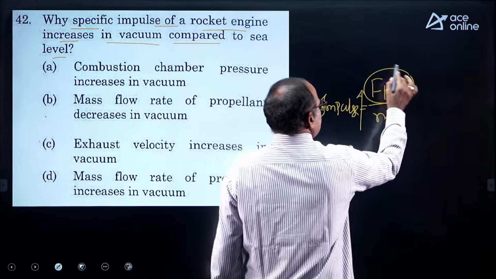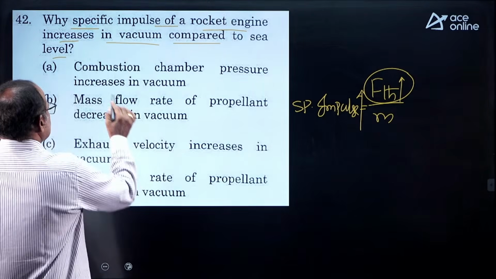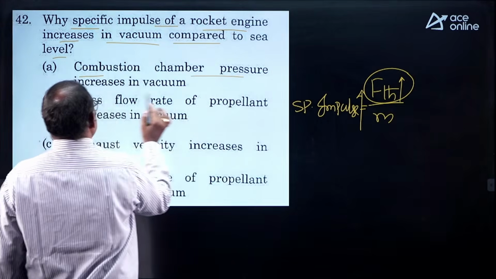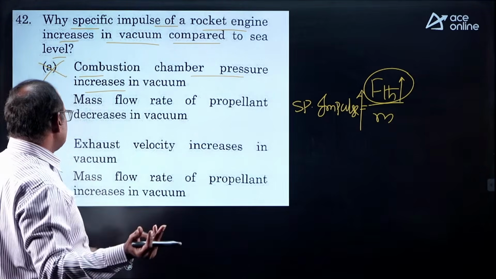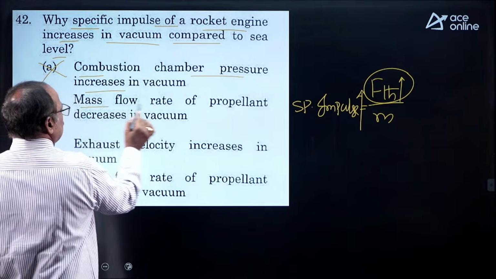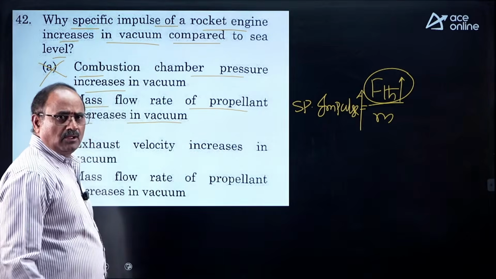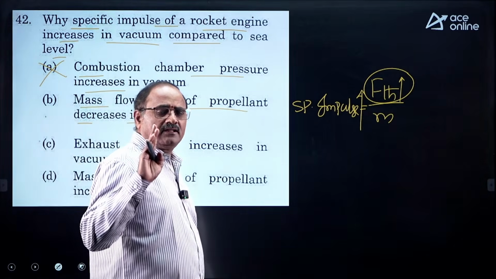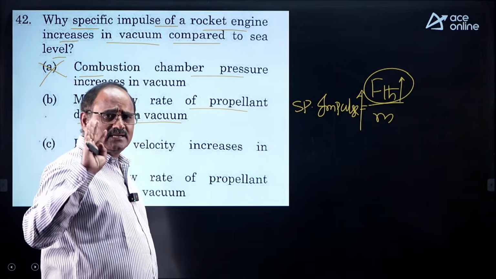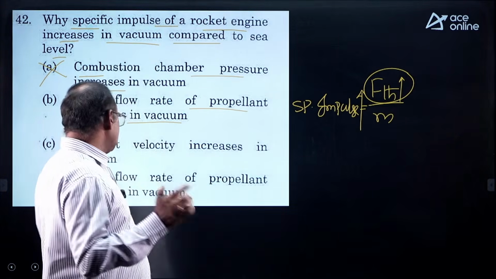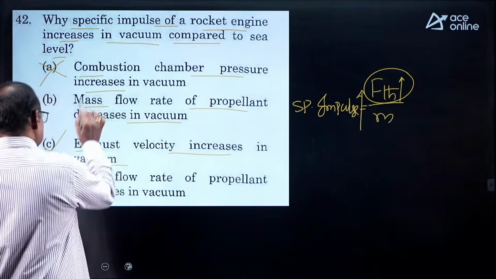This thrust force increases due to increase in exhaust velocity. Look at the options. Combustion chamber pressure increases? No way, combustion chamber pressure is not connected to the vacuum. Mass flow rate of propellant decreases in vacuum? No, mass flow rate remains constant because the material leaving from the nozzle comes under a steady flow device, which can maintain a constant mass flow rate. Exhaust velocity increases in vacuum? Yes, absolutely correct.